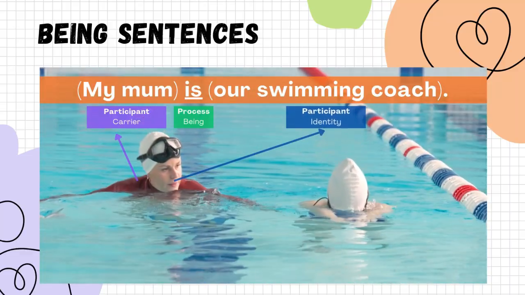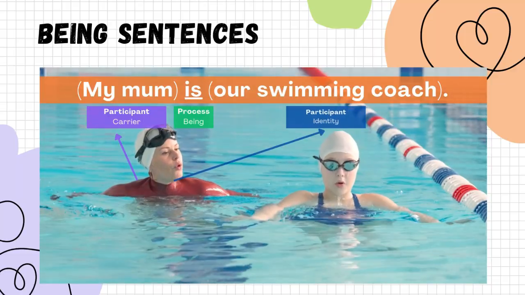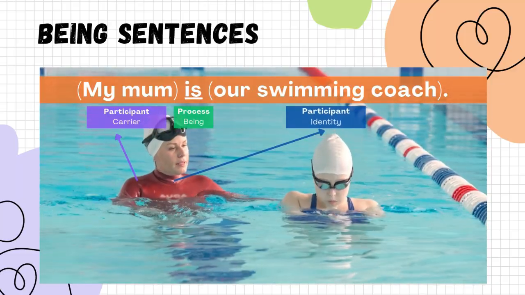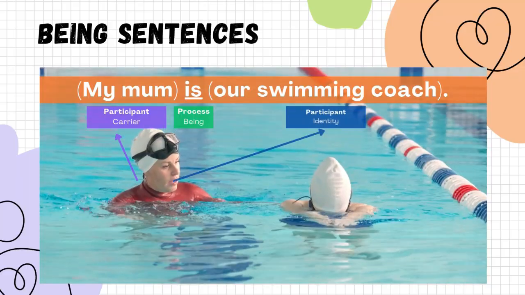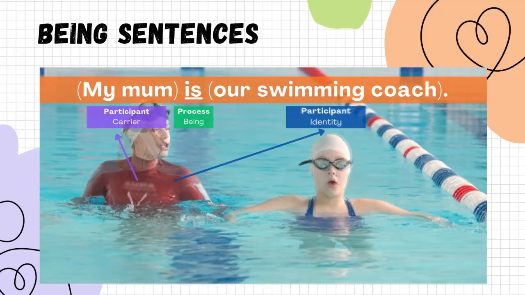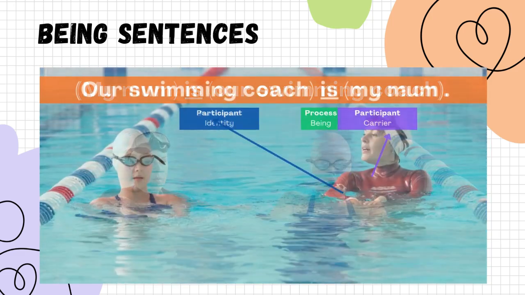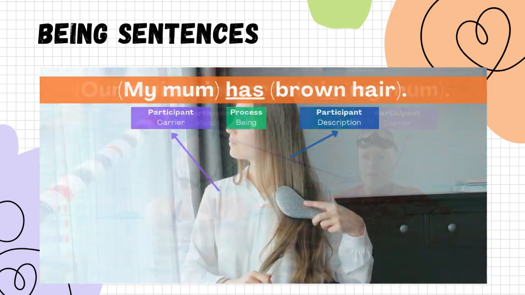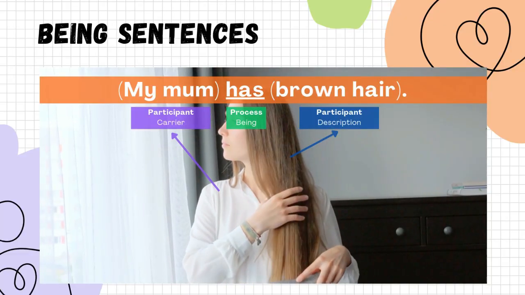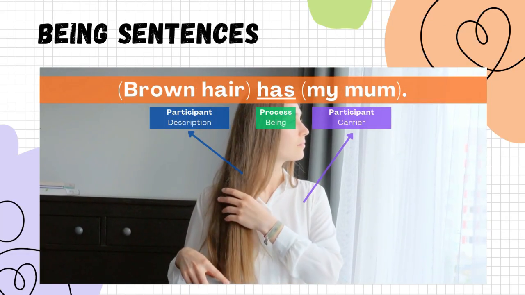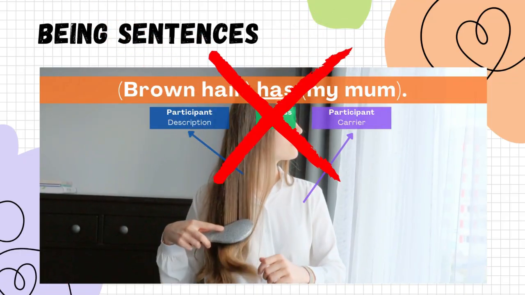We can make sure if something is an identity or a description by seeing if we can swap the position of the participants. An identity can come first in a sentence, but a description usually can't. So, my mum is our swimming coach and our swimming coach is my mum. Both mean the same thing, and they both make sense. However, if we take my mum has brown hair and flip it to become brown hair has my mum, this doesn't really make sense in typical everyday communication.